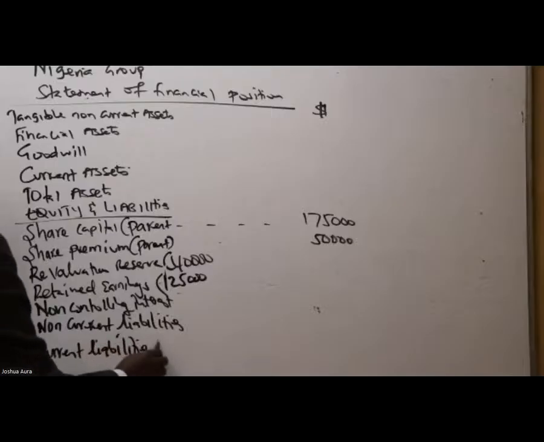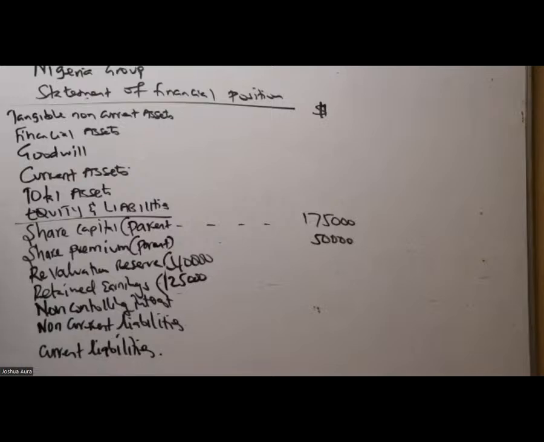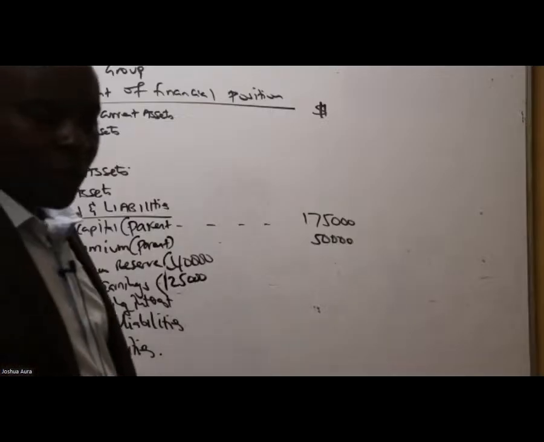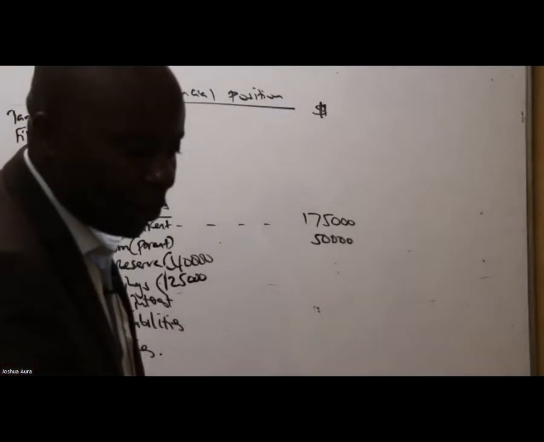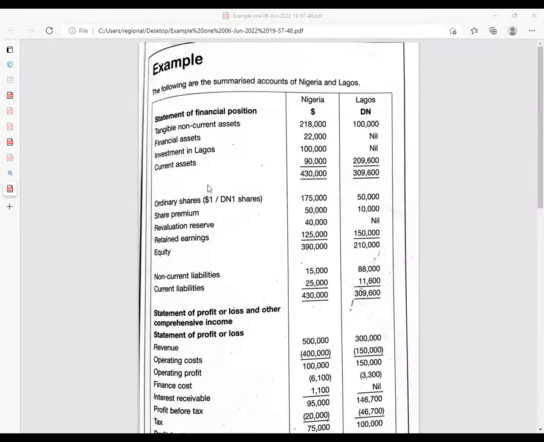Later on, I'll be bringing in the concept of a foreign exchange reserve, but let's do without it for now. That is very good. The moment you write like this, you'll end up getting so many marks without even knowing what you are doing. So we start with the tangible non-current assets. Ladies and gentlemen, I can see Nigeria as 218,000 and Lagos as 100,000.